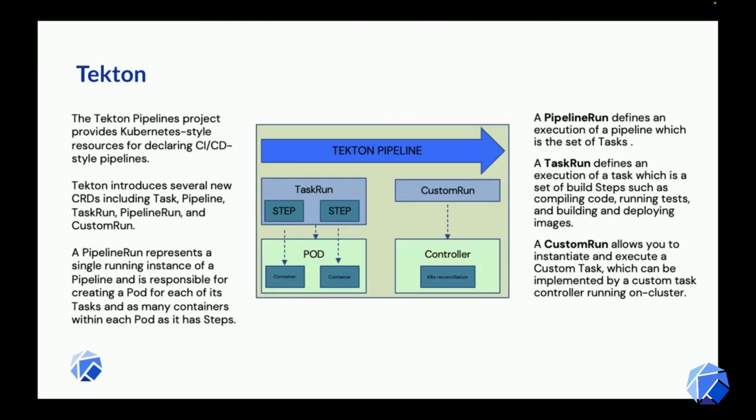Since we already talked about how the driver and publisher mechanism is working in terms of Argo, now I want to dive a little bit into history, why we want to use Tekton, and what the benefits of using Tekton are. So Tekton is a pipeline project that provides Kubernetes style resources for declaring CI/CD style pipelines.